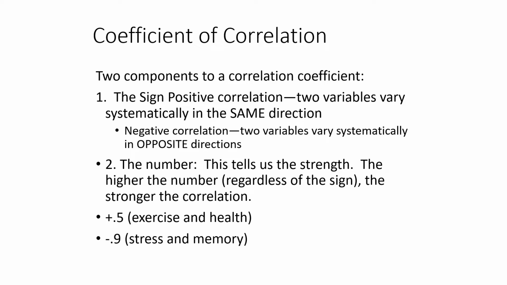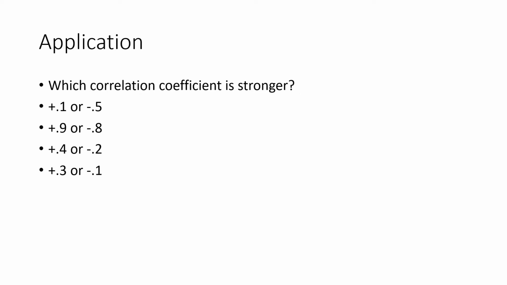Another example is negative 0.9. And these are made up, by the way. I just use these as examples. So we see here that one variable, which is stress, and another variable, which is memory, are moving in opposite directions. So the more stress a person has, the less likely they are to remember. This may not be as strong as negative 0.9 if we actually did a research study, but you can see here that one is going up, the other is going down, and if it is negative 0.9, that means it's a very strong relationship.